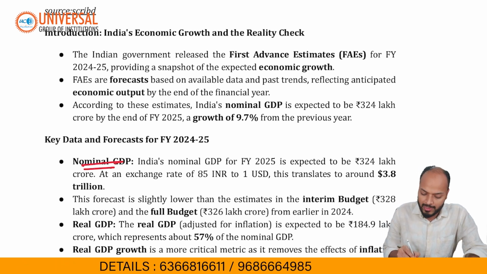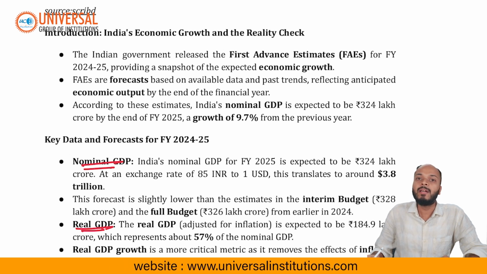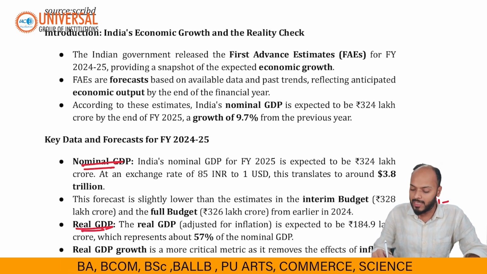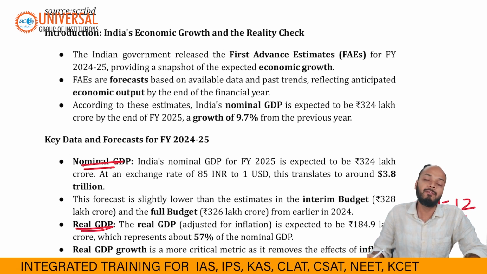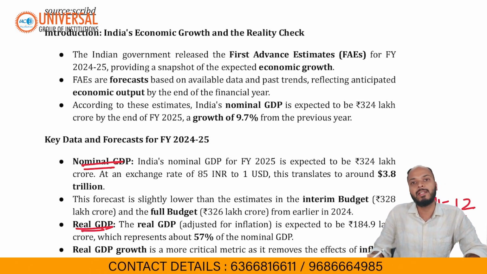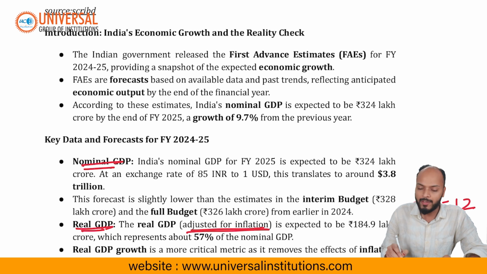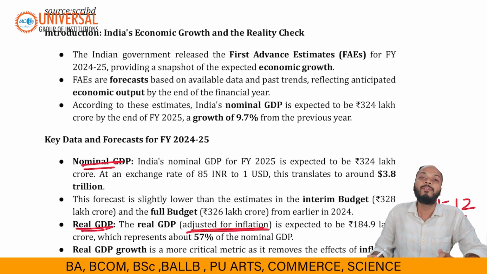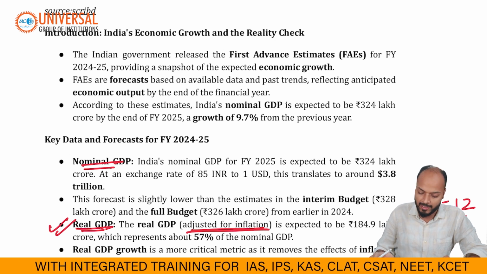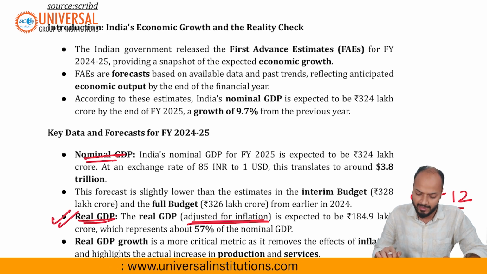On the other hand, what is real GDP? Real GDP is when we calculate GDP using the price level of the base year. Right now the base year for our GDP calculation is 2011-2012. If we take the prices of 2011-2012, we get real GDP. Basically, real GDP is adjusted for inflation. It removes the effect of inflation, and hence it is real GDP which matters the most to us. So real GDP growth is going to be 6.4% in this financial year.